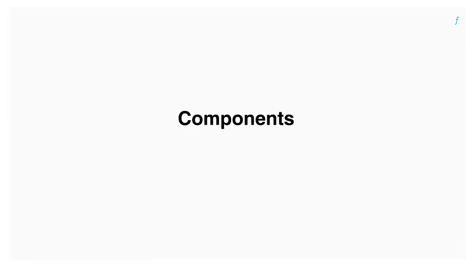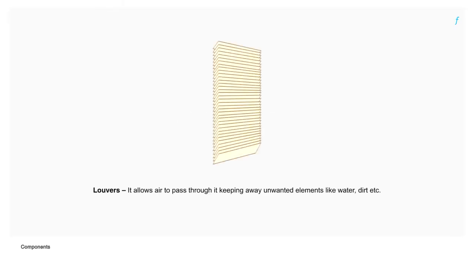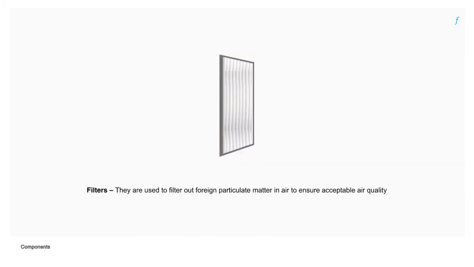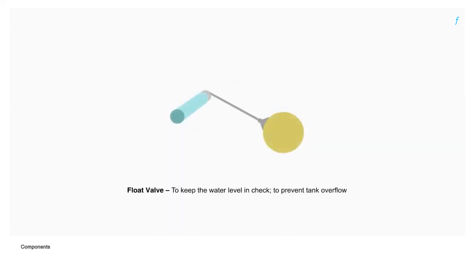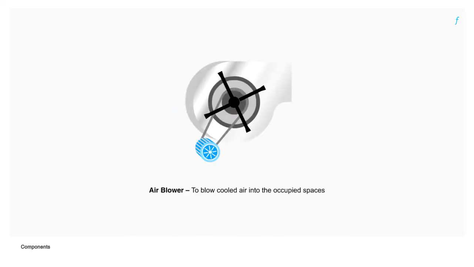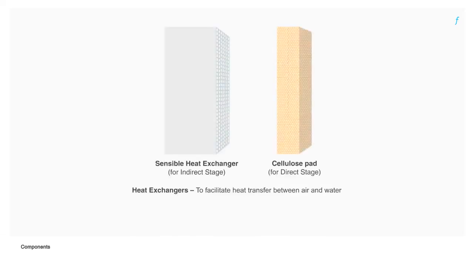Let's now have a look at the components involved. Louvers allow air to pass through it, keeping away unwanted elements like water, dirt, etc. Filters are used to filter out foreign particulate matter in air to ensure acceptable air quality. Water tank is used to store the water needed to fulfill process requirements. A float valve keeps the water level in check and prevents tank overflow. An air blower is used to blow cooled air into the occupied spaces. Heat exchangers facilitate heat transfer between air and water.